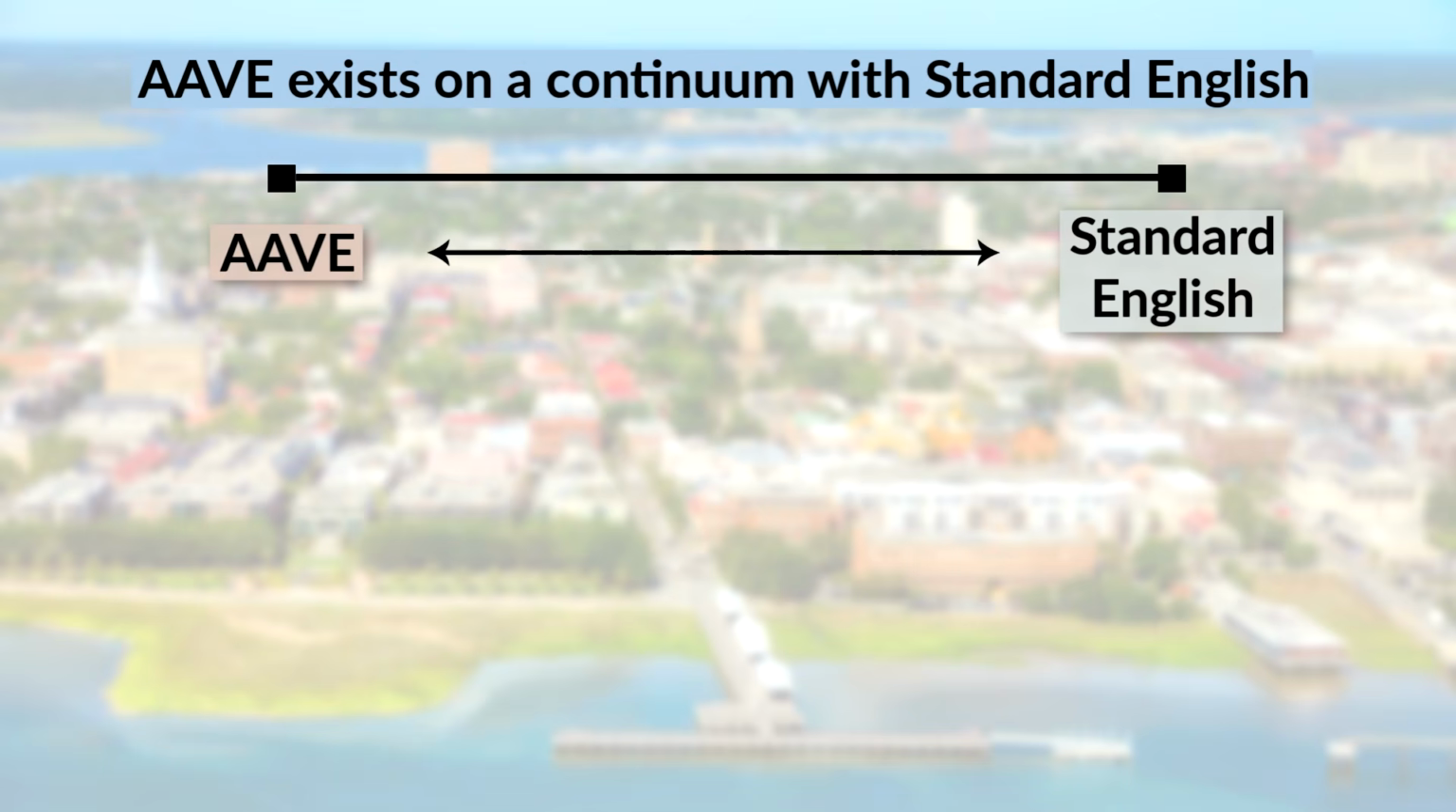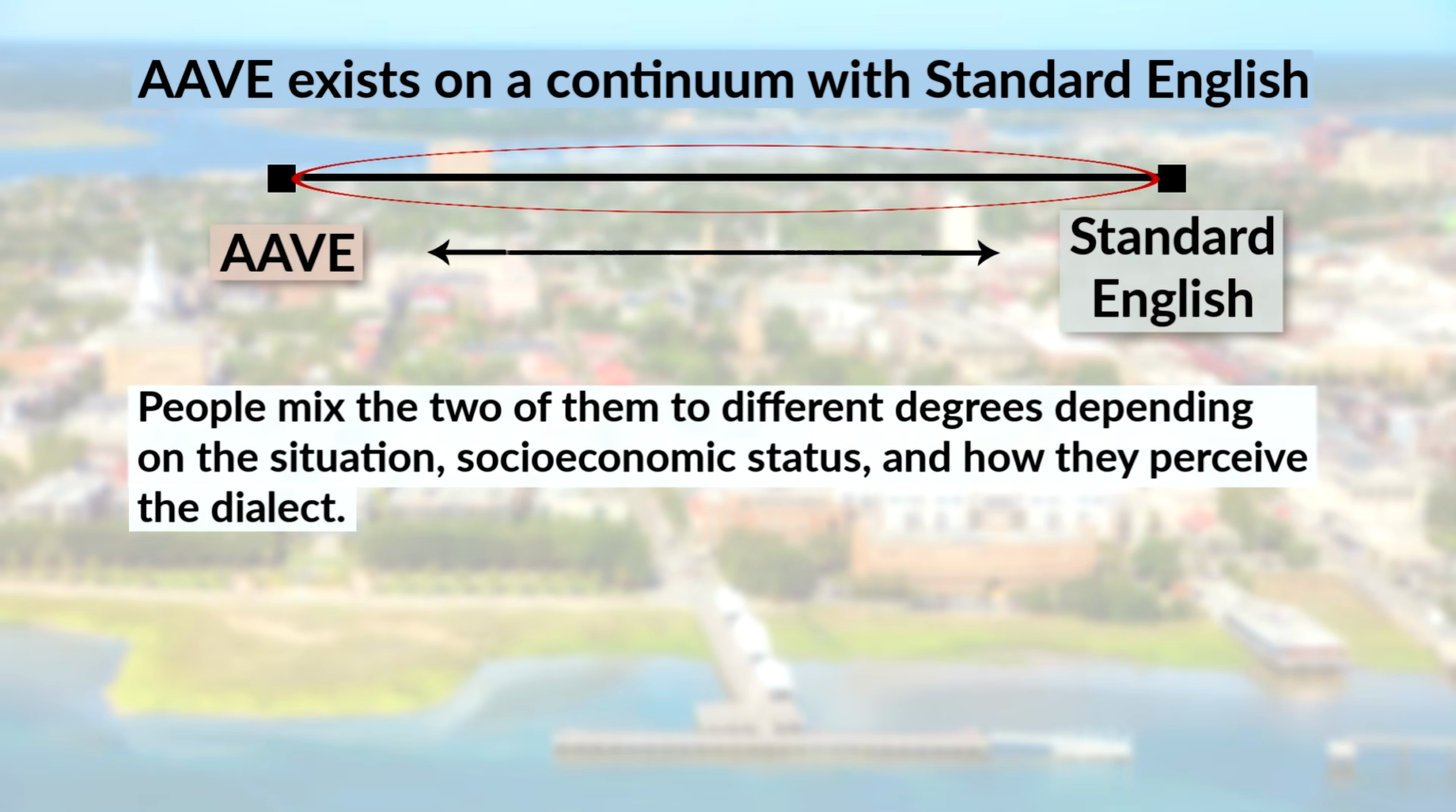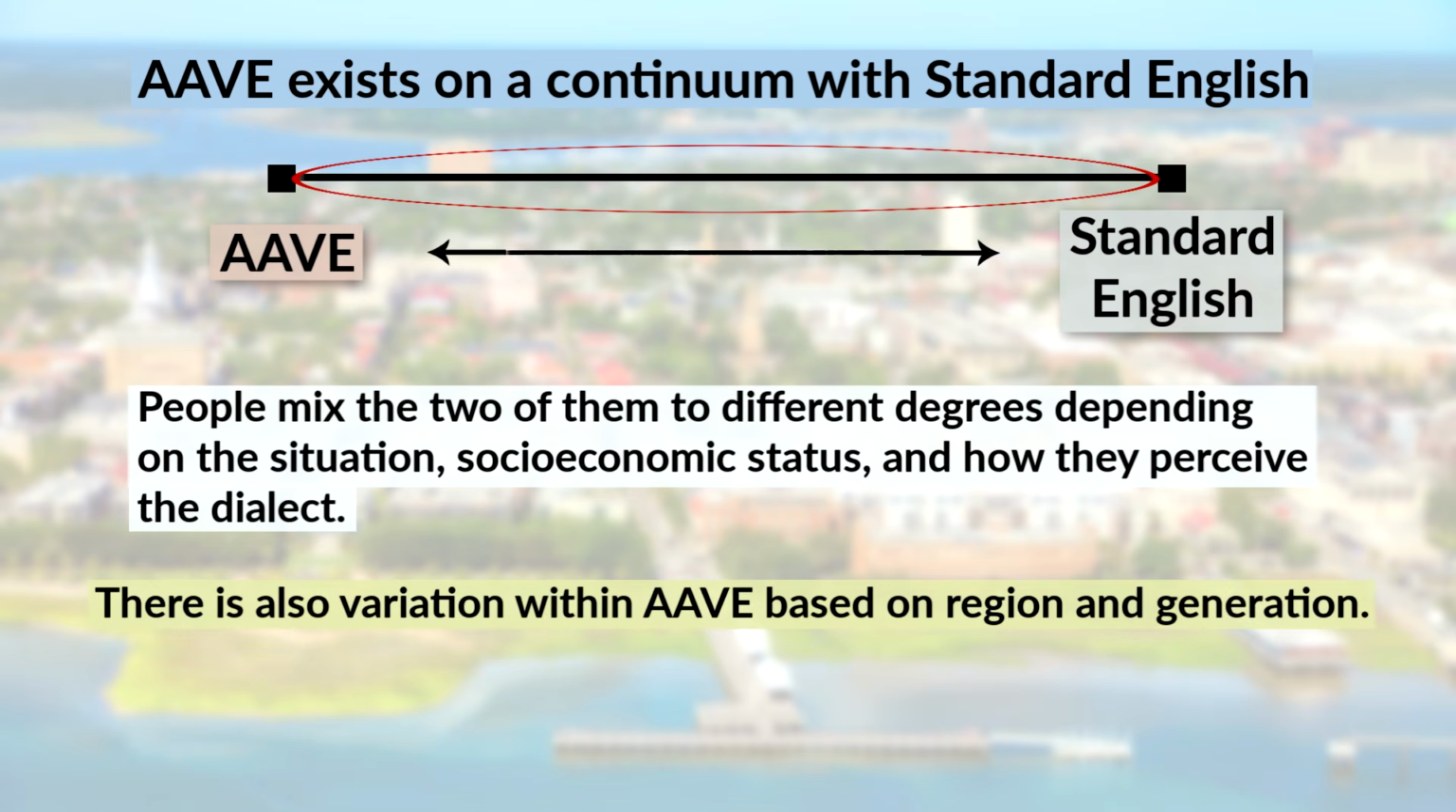First off, let me be clear that not all African Americans speak AAVE, and there are some people who do speak it who aren't African American. And as is typically the case with non-standard varieties of a language, AAVE exists on a continuum with Standard English, and people mix the two of them to varying degrees depending on the situation, their socioeconomic status, and their perception of the dialect. And it's also true that there's variation within AAVE based on region and generation. But I'll describe some typical features that are unquestionably a part of AAVE.